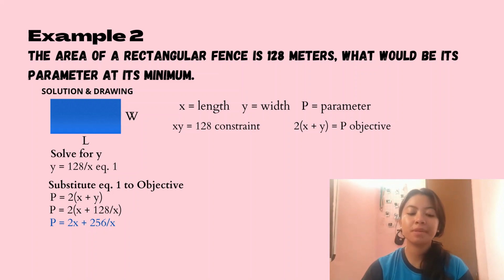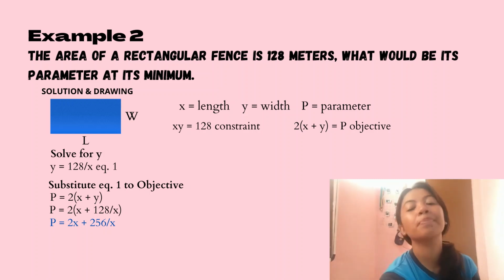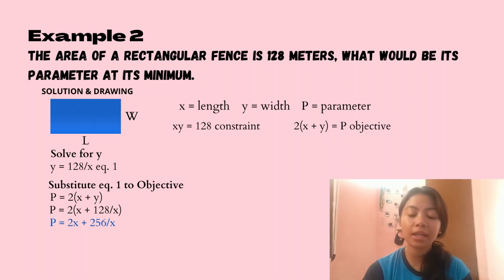So the second problem is: the area of a rectangular fence is 128 square meters. What would be its perimeter at its minimum? So the first step to find the perimeter at its minimum is solution in drawing. So x is equal to the length, y is equal to the width, and p is equal to the perimeter. xy is equal to 128, the constraint, and 2 times x plus y is equal to the perimeter, and that is the objective. The next step is to solve for y. So y is equal to 128 over x, that is equation 1.